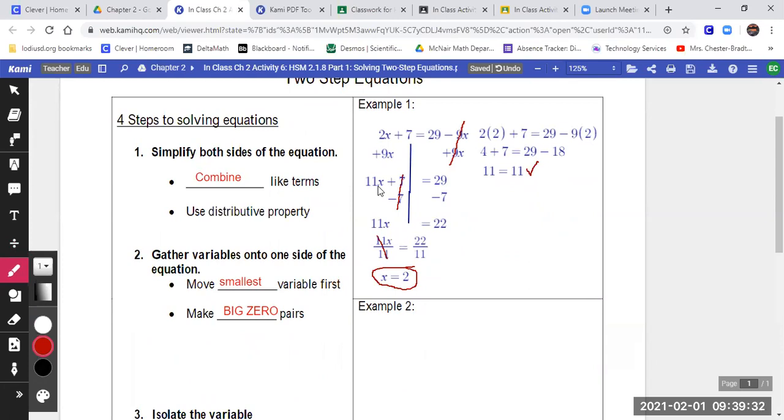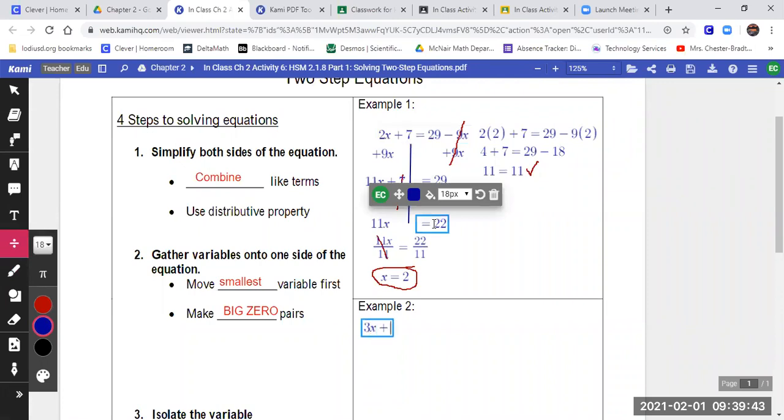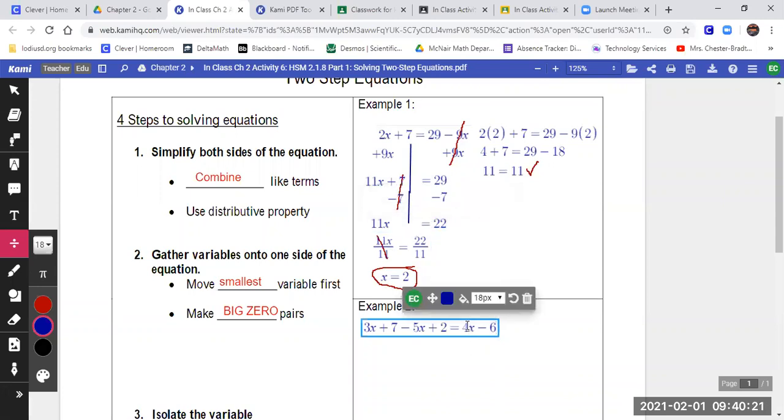Okay. So we're going to do another one. Let's go get our equation. All right. 3x plus 7 minus 5x plus 2 equals 4x minus 6. And I'd like to change this one to a 3.